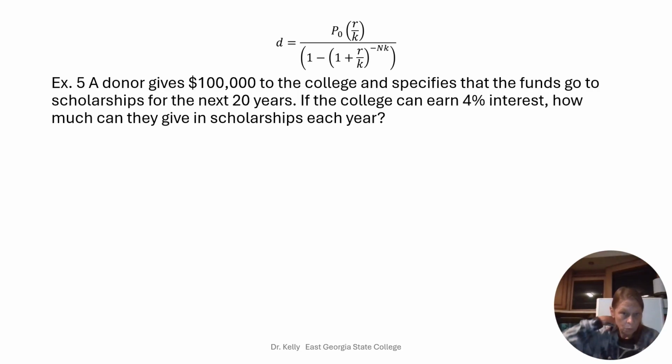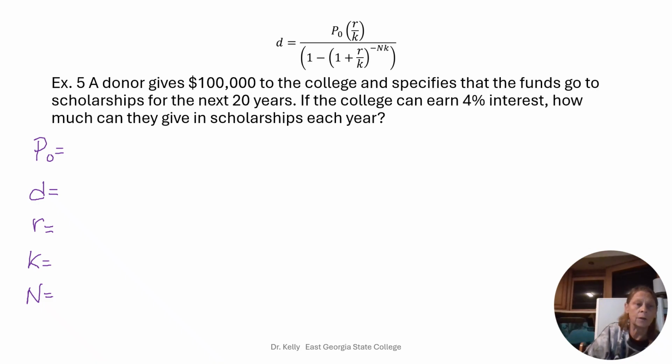Okay, so this question says a donor gives $100,000 to a college and specifies that the funds go to scholarships for the next 20 years. If the college can earn 4% interest, how much can they give in scholarships each year? All right, let's get after it. This is obviously a payout, right? They are giving out funds each year. Okay, paying out. P naught, D, R, K, N.